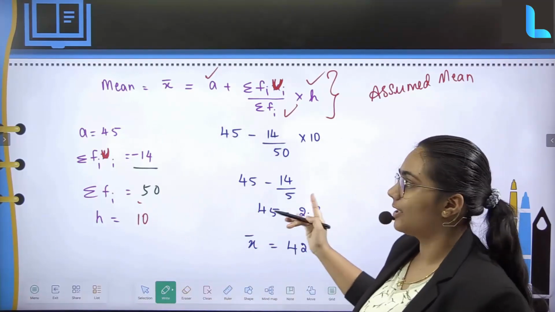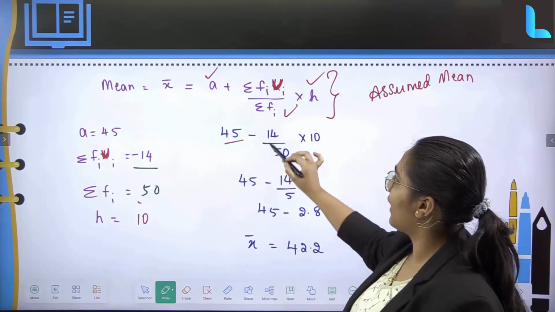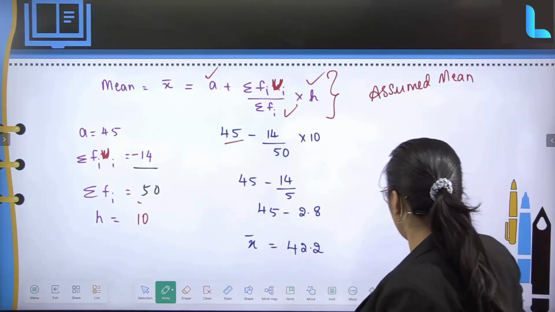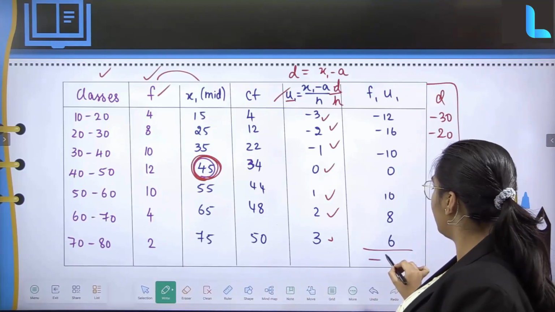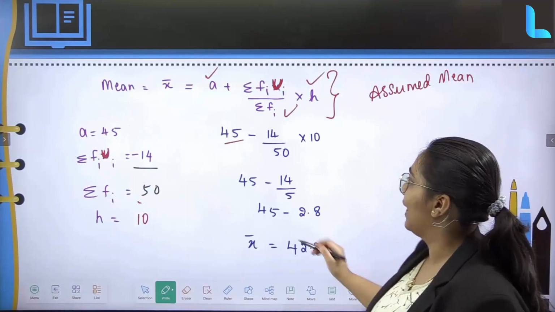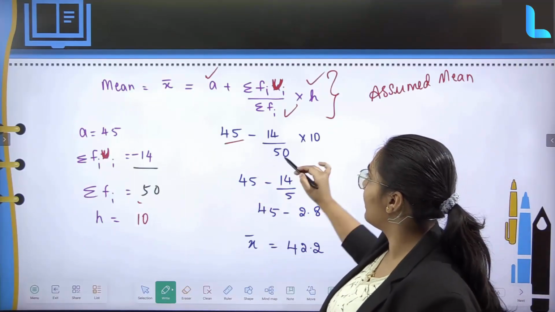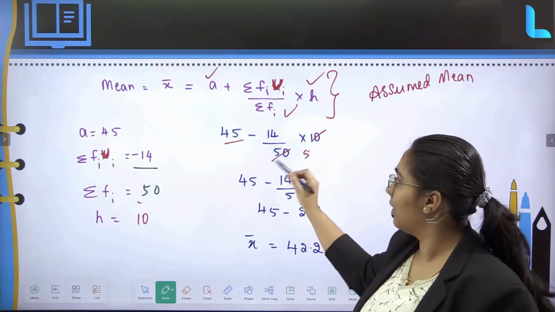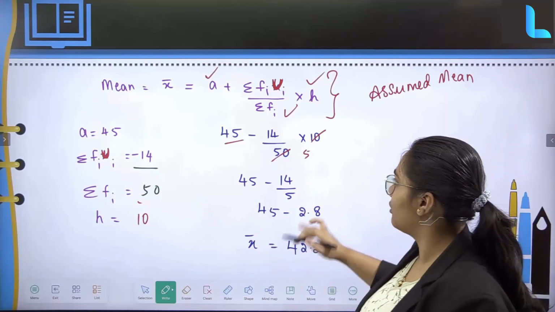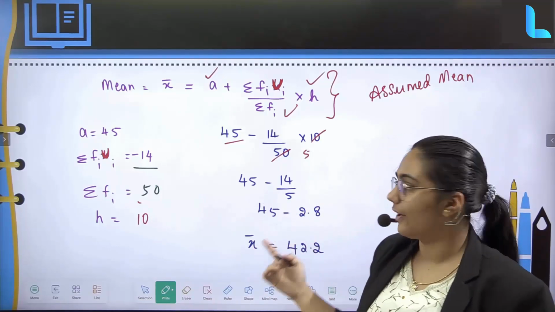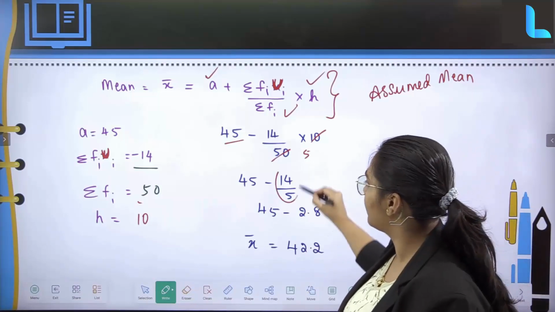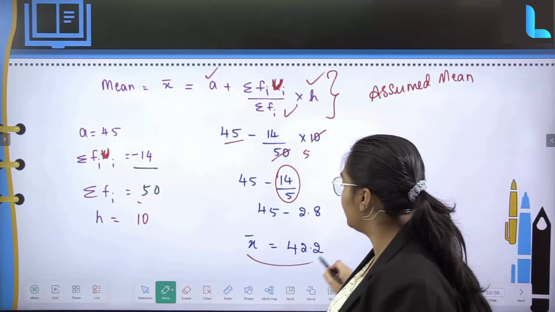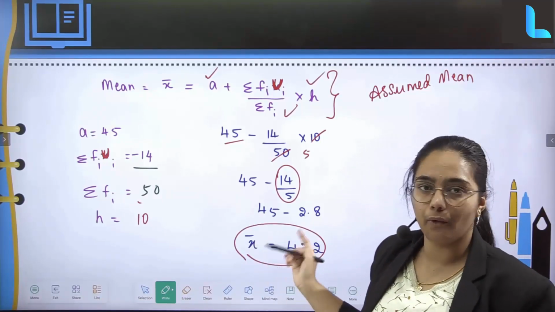Accordingly, when I substitute into my formula, the assumed mean is 45. From that you have to deduct, because I have taken minus 14, the summation of all of it, so plus into minus gives minus. Divided by 50 into 10. When you deduct directly, 10 divided by 50 is going to be 1 upon 5. So I'll be getting 45 minus 14 divided by 5. When I convert it to decimal, I will be getting 2.8. So finally my mean is going to be equal to 42.2.